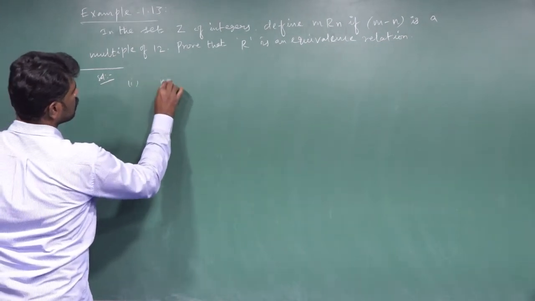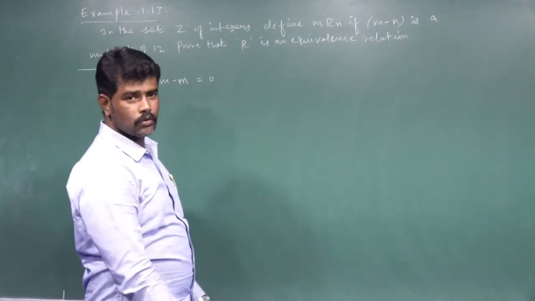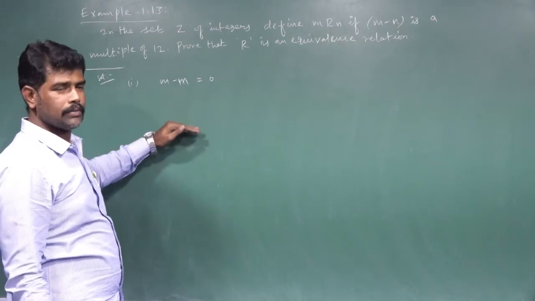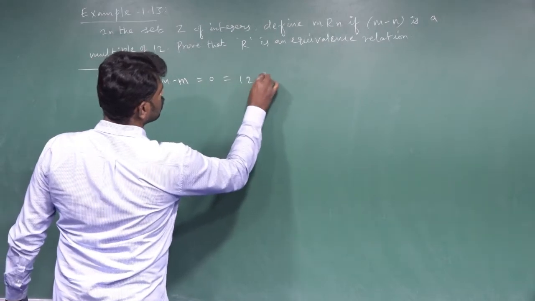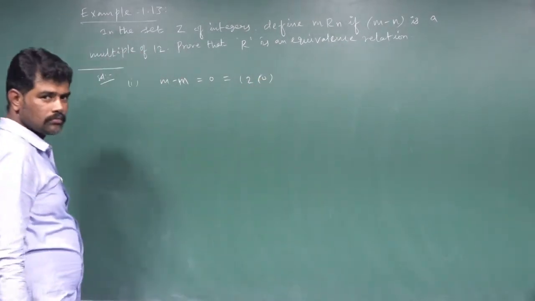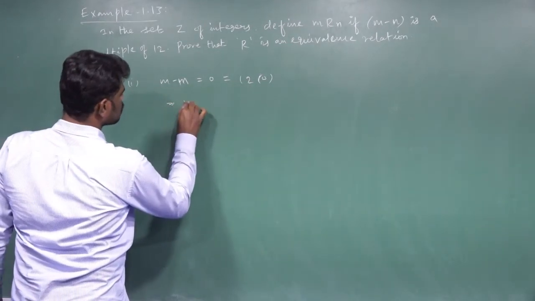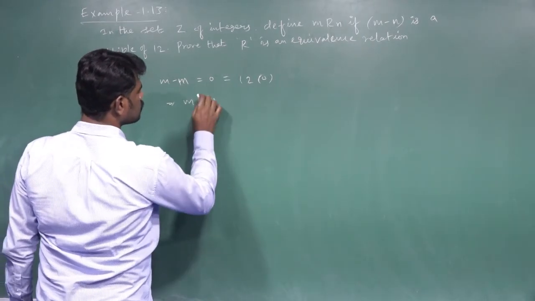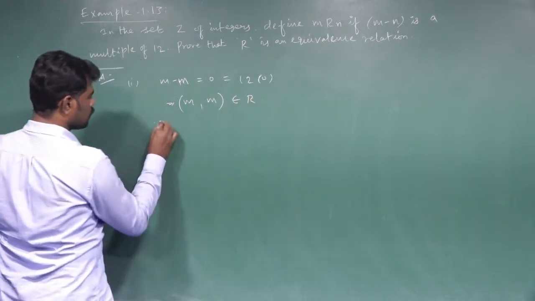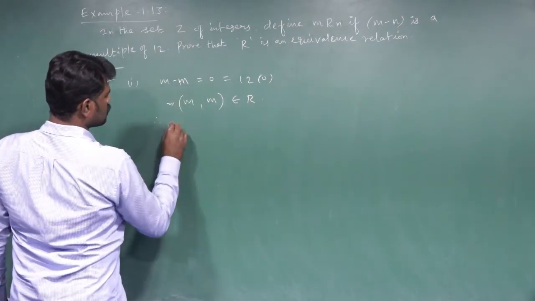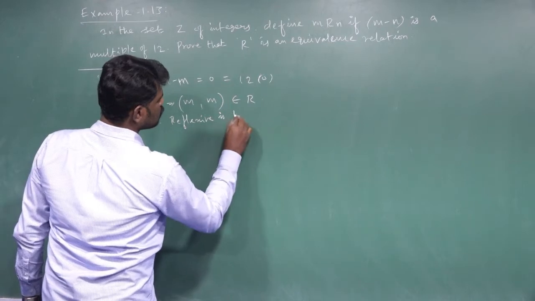First one, M minus M is equal to 0. Why I am taking M minus M, I will explain. M minus M is equal to 0. This 0 you can write as 12 into 0, because of multiples of 12. So this implies M relation M, or else M comma M belongs to the relation. Therefore, reflexive is true.